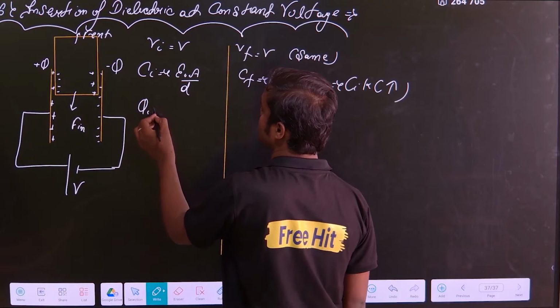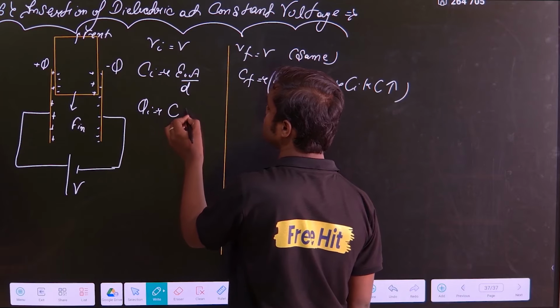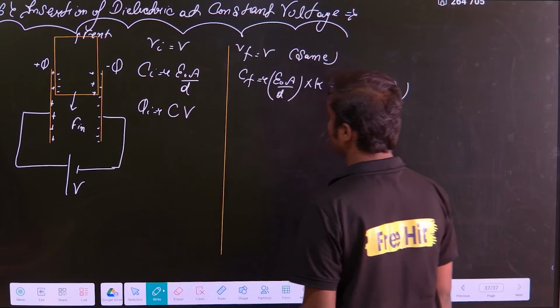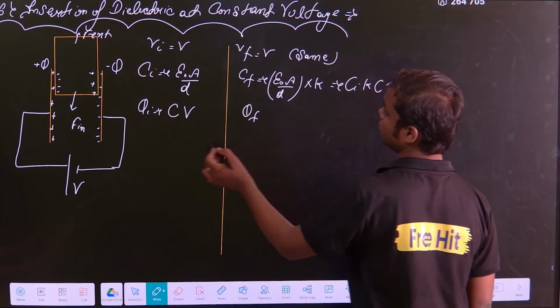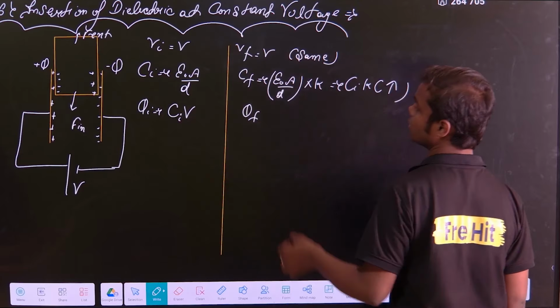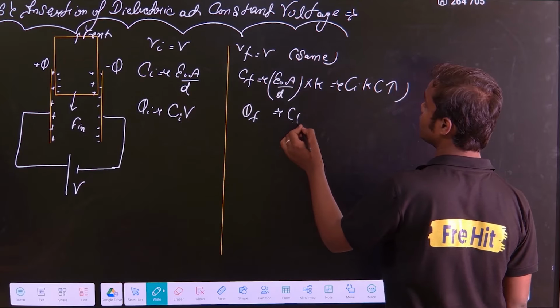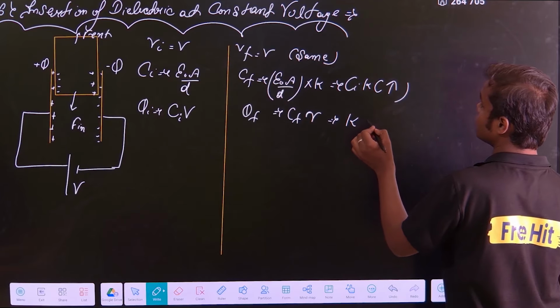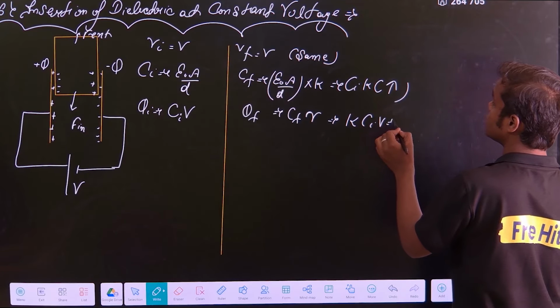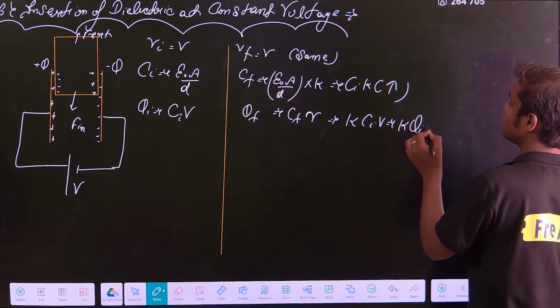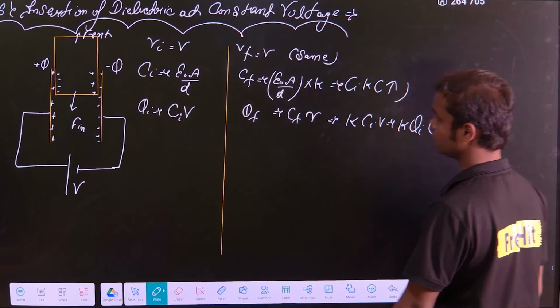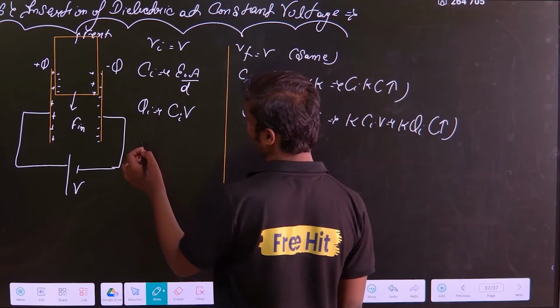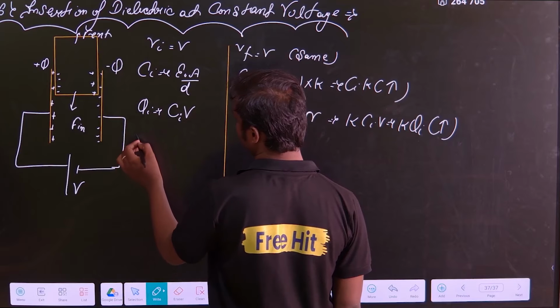Charge. Q initial is what? C into V. Now what is Q final? That is C final into V. What is C final then? K times of C initial into V, or you can say K times of Q initial. So charge has also increased. Okay.